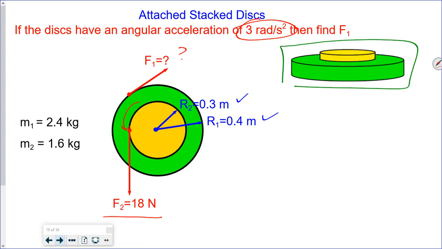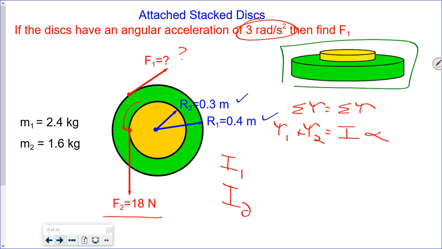And so what we gotta do is find the missing force. So again, this is gonna be net torque equals net torque. That means the torque produced by force number 1 plus the torque produced by force number 2 is equal to I times alpha. So how do we deal with this? We've got two disks. Well, remember, you can simply add rotational inertias. So I'm going to figure out the rotational inertia for disk number 1 and for disk number 2. The total of those will give us the I for the whole shape.